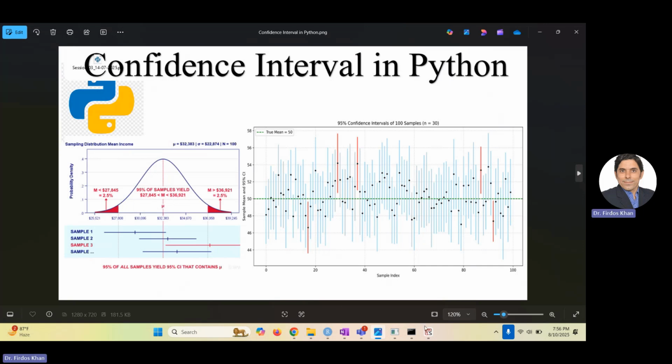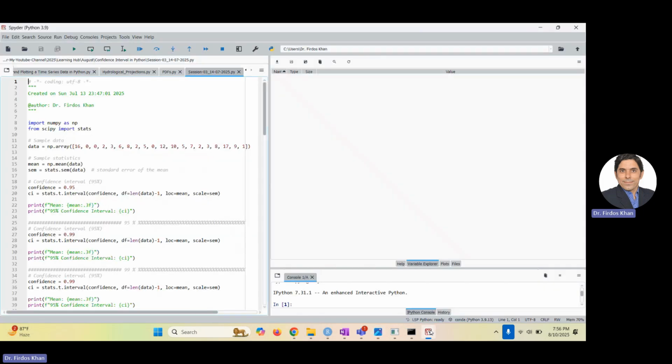Okay, so now let's see. This was just theoretical background and interpretation. Now let's see how we can do this in Python. There are some required libraries or functions which we need to import, and then we have the data.